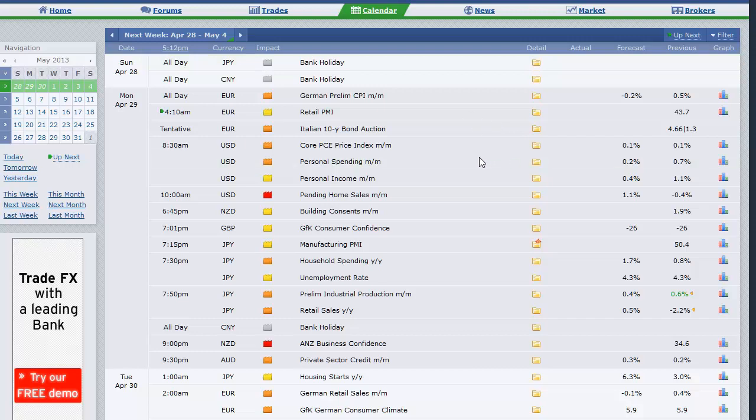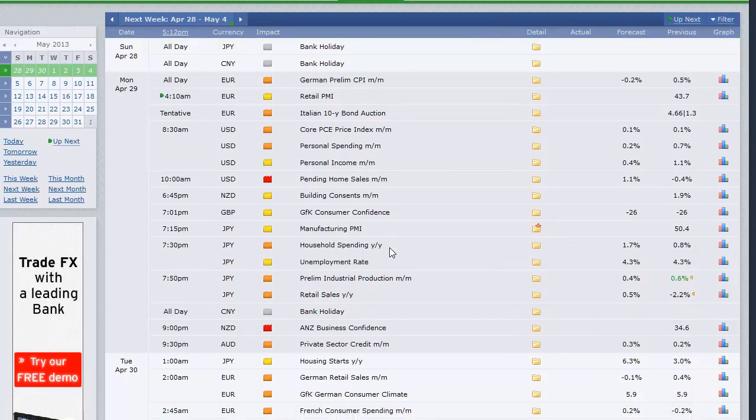So Sunday going into Monday, we've got bank holidays in Japan and China. Got retail PMI out of Europe, not a big deal. US data in the morning Monday: personal income and spending, the core PCE price index, and then pending home sales. None of that's huge. Consumer confidence out of the UK at 7 p.m. Eastern Time Monday night. These are all Eastern Time Zone.